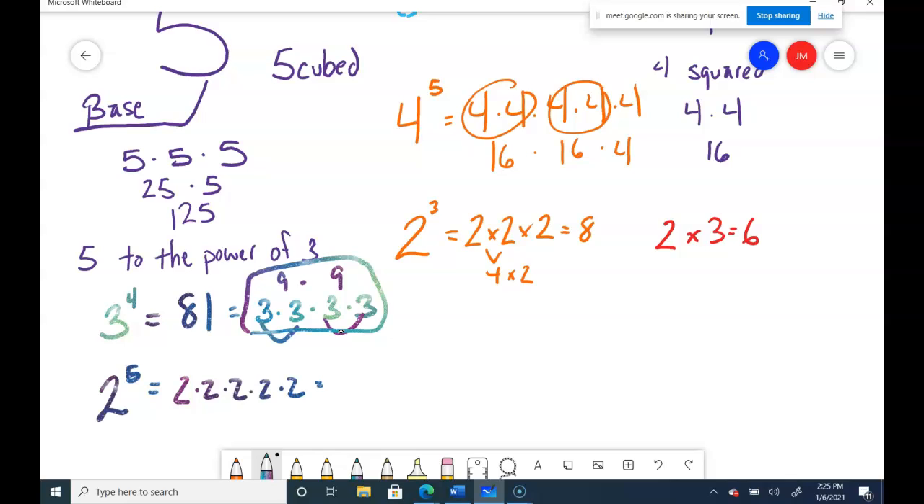Okay. So we would do 2 times 2 is 4, and 2 times 2 is 4, and then we have that 2 left over. And then we would do 4 times 4 is 16, and then we have that 2 left over. So what did y'all get for 2 to the power of 5? 32. Now, when you're talking about exponents, guys, these numbers can get real big real quick.